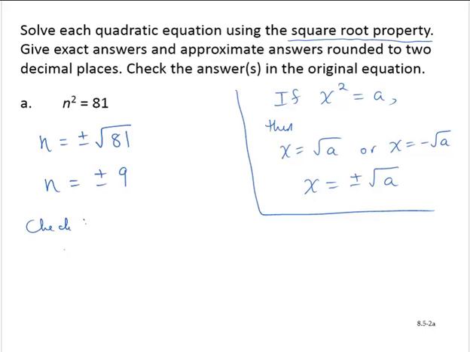Let's go with the negative solution first. Is negative 9 squared equal to 81? Well, yes, negative times a negative is positive, so that does give us 81. That checks out. And now the positive solution, is 9 squared equal to 81? Well, yes.